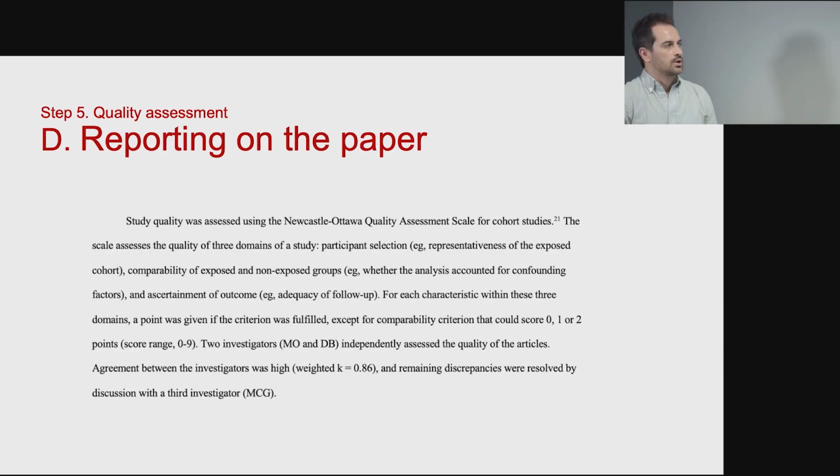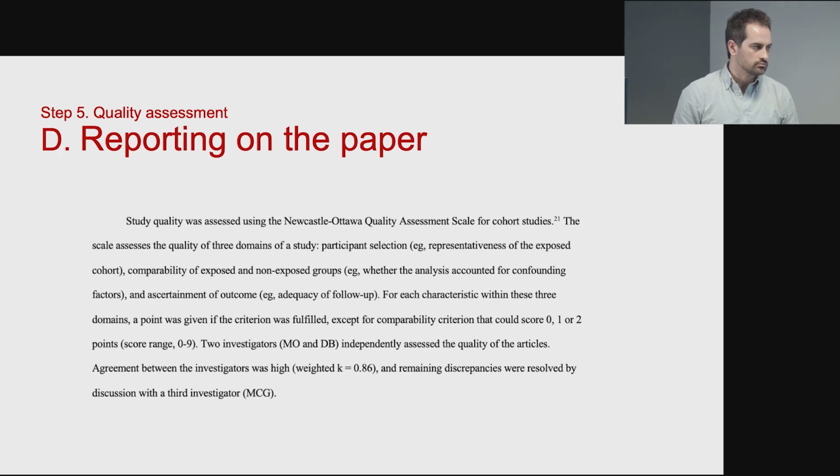For example, in the method section, we wrote the following: study quality was assessed using the Newcastle-Ottawa Quality Assessment Scale, and this scale assesses three criteria. We described briefly those criteria. For example, participant selection, that includes the representativeness of the cohorts, comparability that includes, etc. We described the fact that two investigators performed those quality assessments, and a third was involved in the process when there were discrepancies between the two.